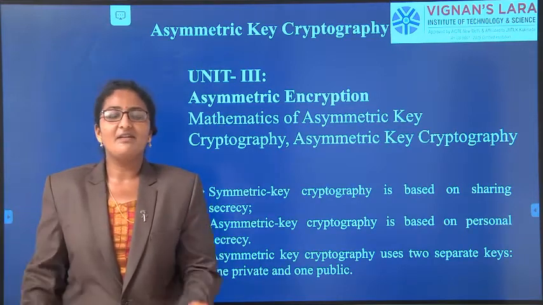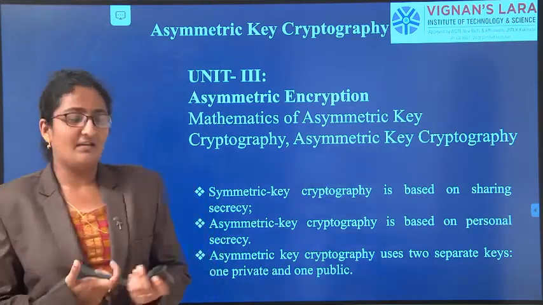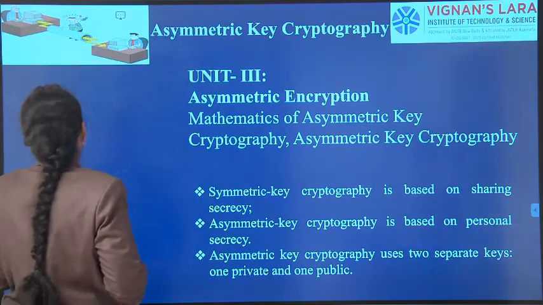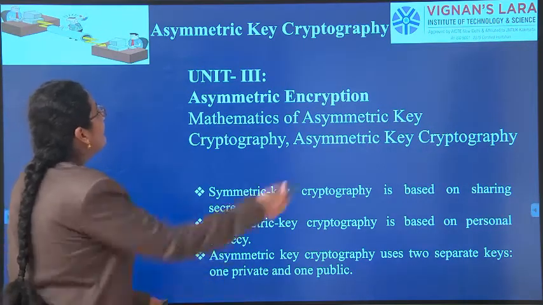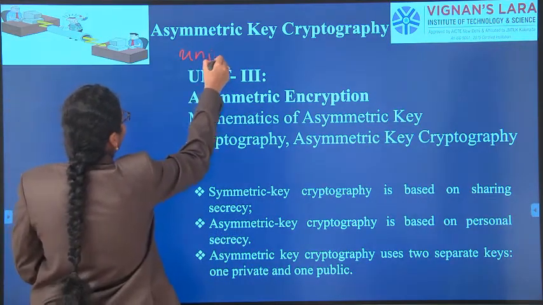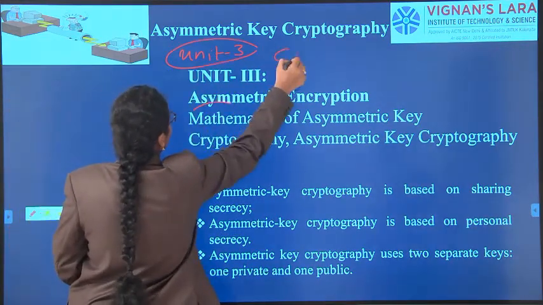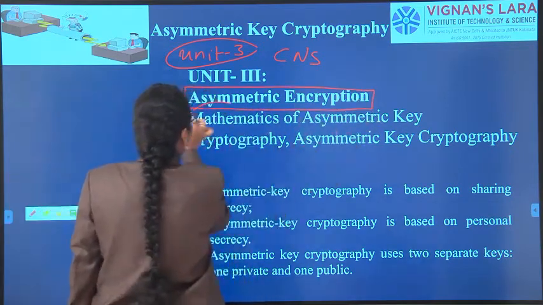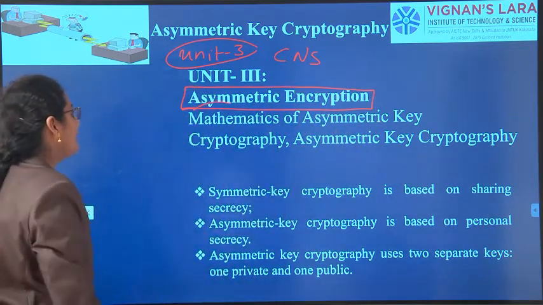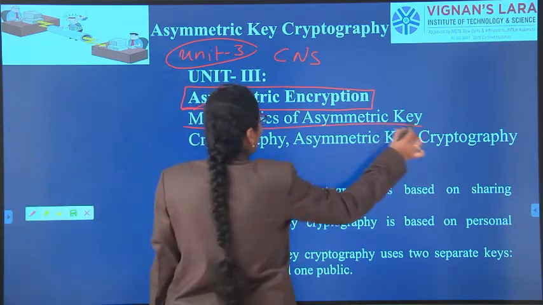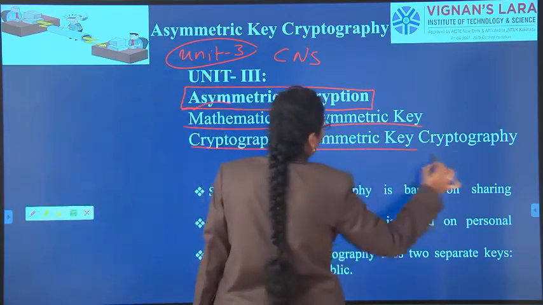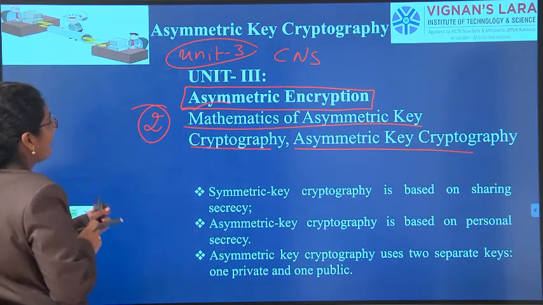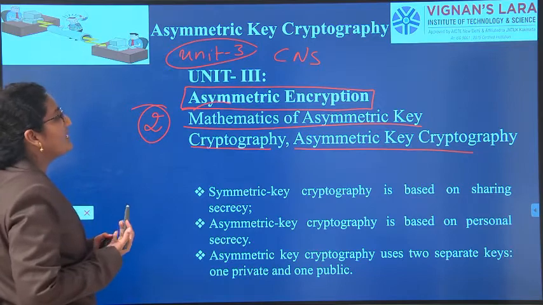So good morning everyone. Let us start unit 3 today in CNS, cryptography and network security, as you people know. What is the name of unit 3? Asymmetric encryption. So what topics do we have in unit 3? Mathematics of asymmetric key cryptography, and asymmetric key cryptography. Only two topics we have in unit 3. So let us start unit 3 today, which is asymmetric encryption in CNS.